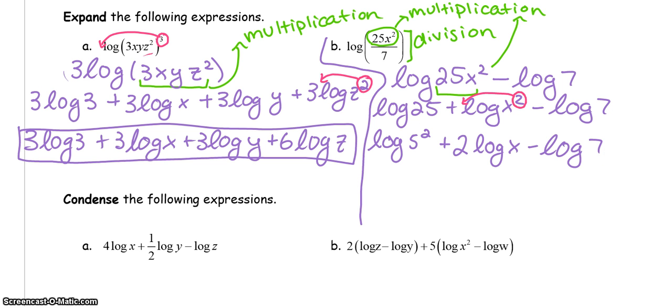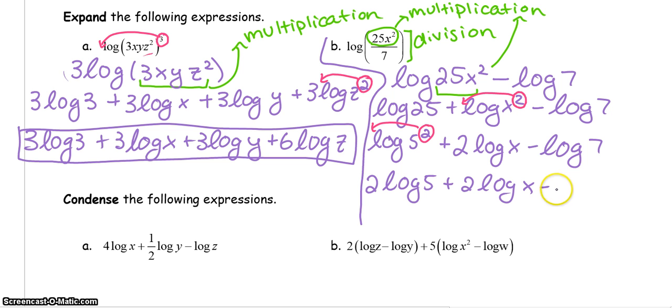Now if we check back, we've got an exponent here, so I want to bring that guy to the front. So we have, oops, I forgot my 2. So we have 2 log 5 plus 2 log x minus log 7. Now we don't have any numbers to an exponent, we don't have anything that can be rewritten, so this is our final answer.